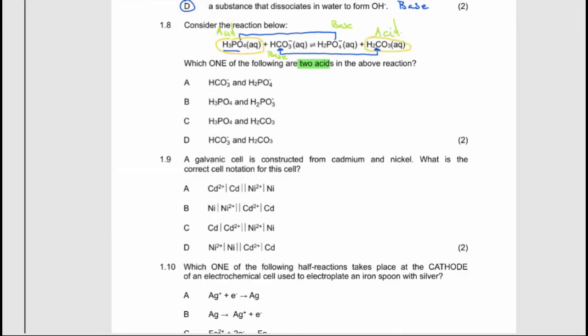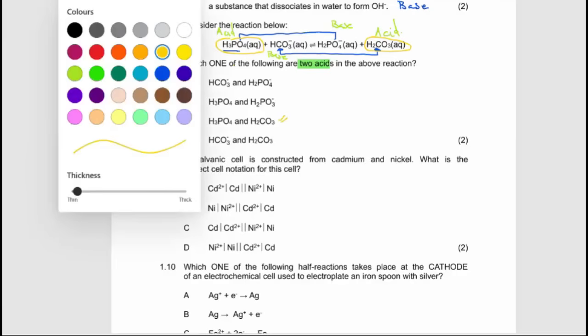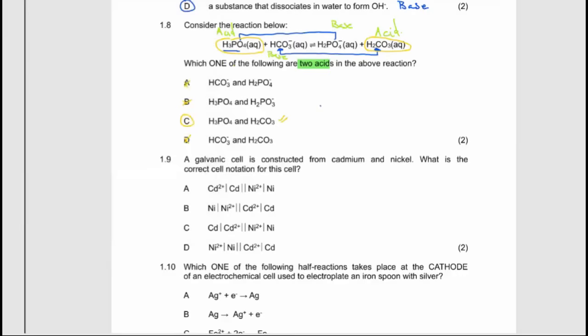So let's look for the option that matches those two. It's going to be our option C, right? Can you see option C is H3PO4 and H2CO3? So the correct option is option C, and the rest of these are incorrect.